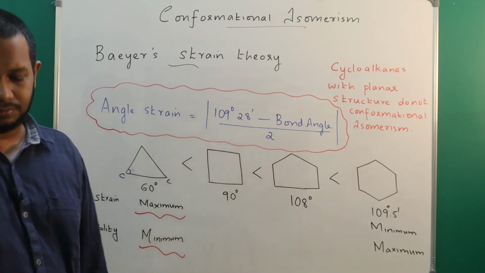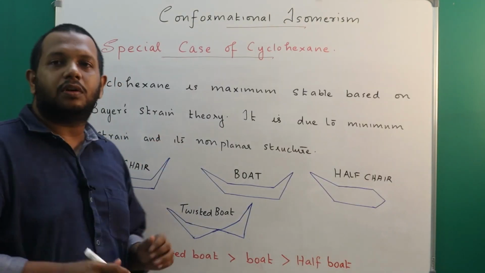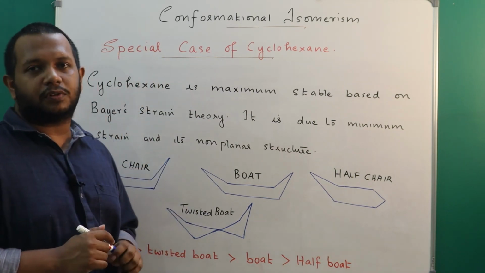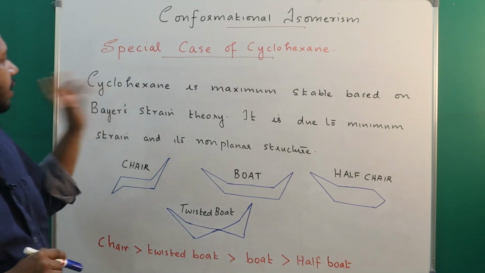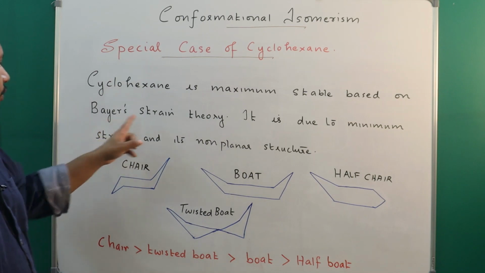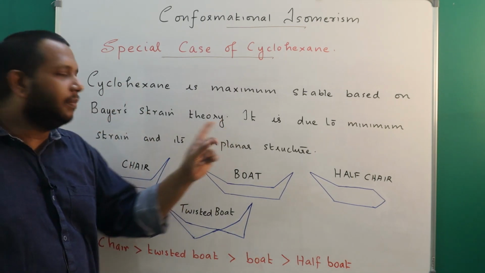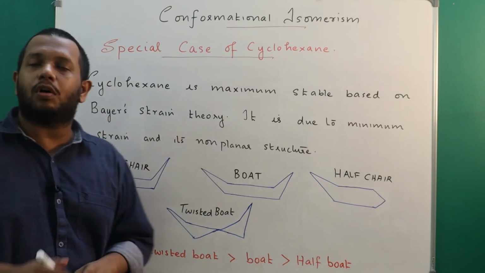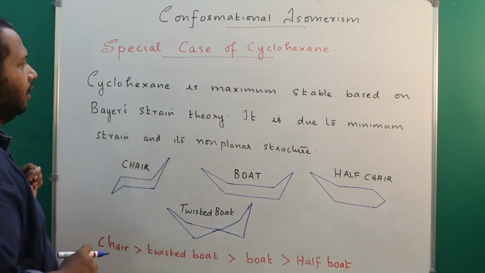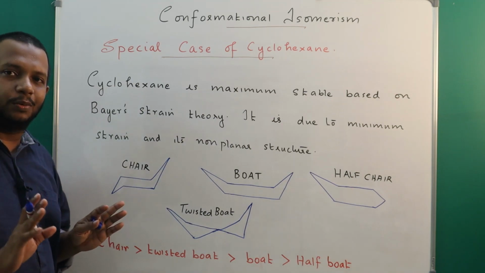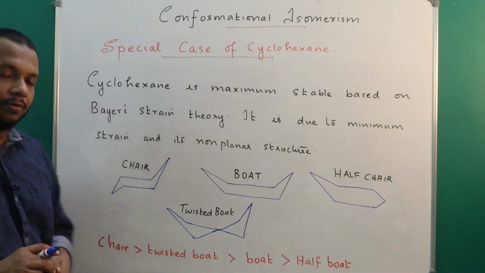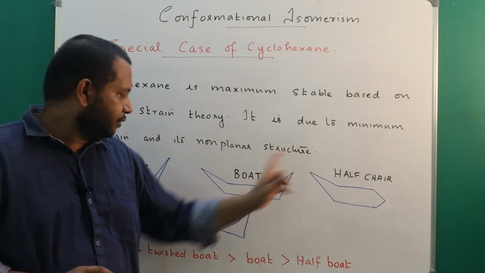As discussed, the special case of cyclohexane can exhibit conformational isomerism. I have written here that cyclohexane is maximum stable. Based on what theory? Baeyer's strain theory. Why? Because it has the minimum angle strain and a non-planar structure is possible. Now if you see the different conformations of cyclohexane, it is not like skew or gauche. They are special cases. That's why the different conformers are named chair, boat, half chair and twisted boat.